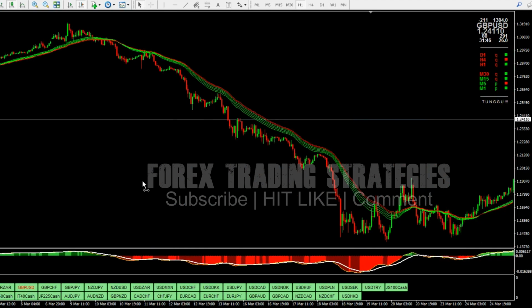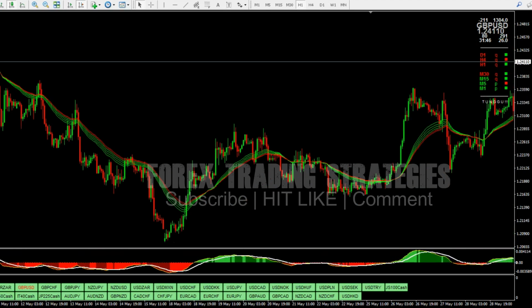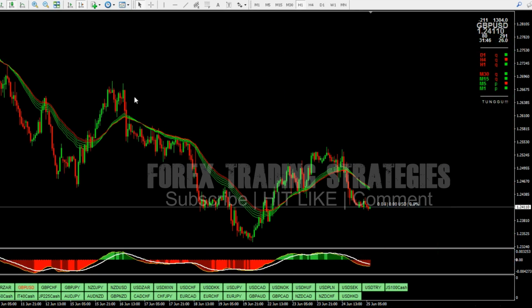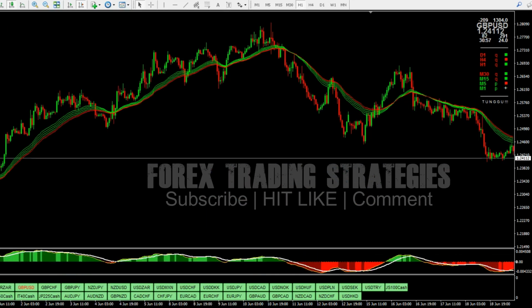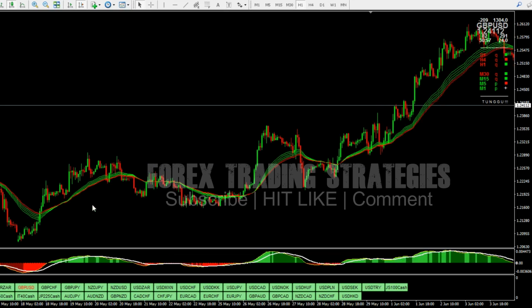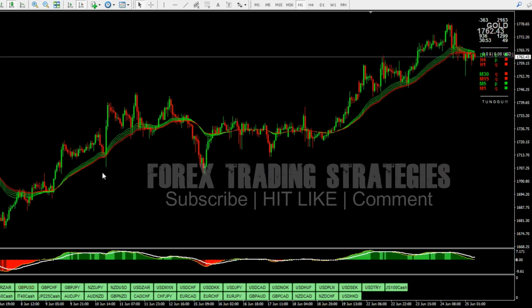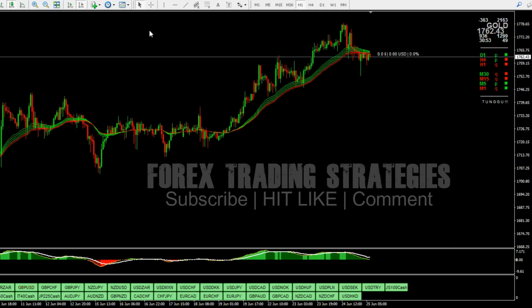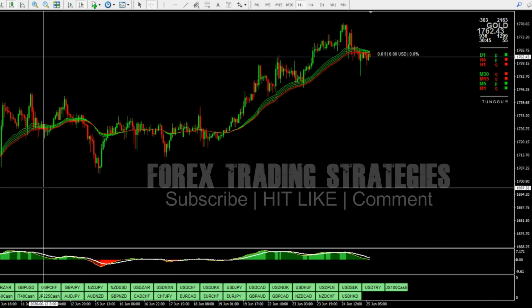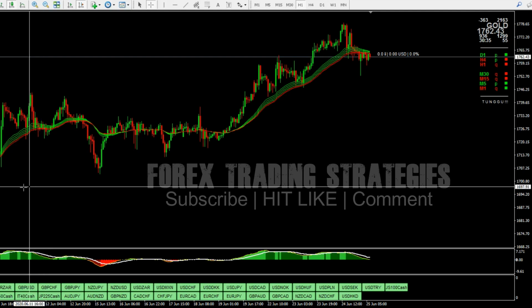Like I said, with this system, I love to trade the moving pairs. Find pairs that you know they move. So that's why I love the gold and the GBP pairs with this system. So just to recap, I'll go to my gold chart. With this system, you are aiming for 100 pips.